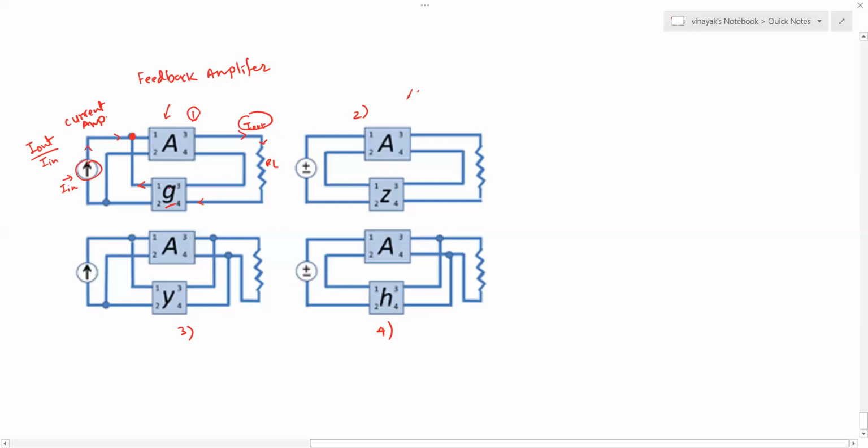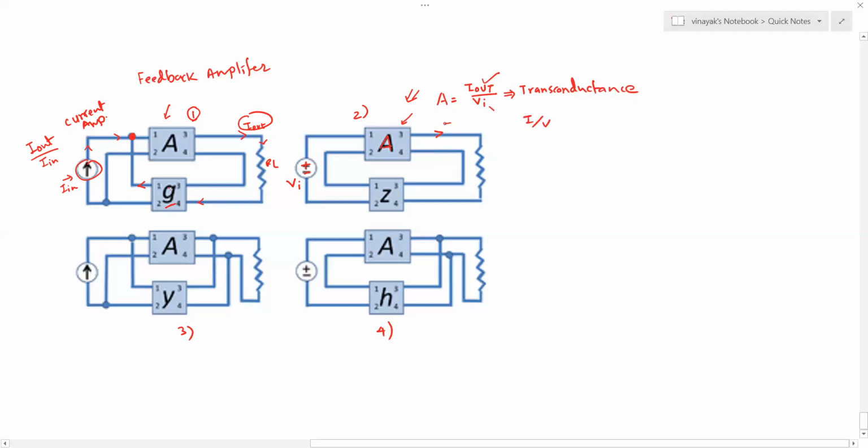Now let us focus on the second part, where the input is a voltage applied to the input side. There is a gain block A, and the output here is again I out. So the gain is I out divided by VI. And this amplifier is called a transconductance amplifier. Why transconductance? Because it is the ratio of output current divided by input voltage, I over V.